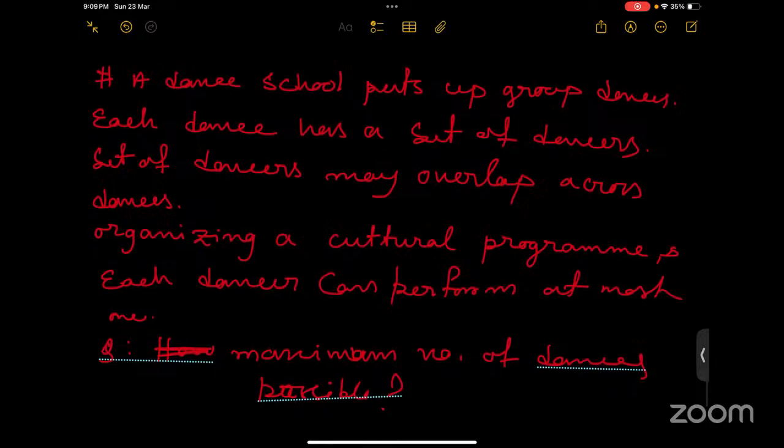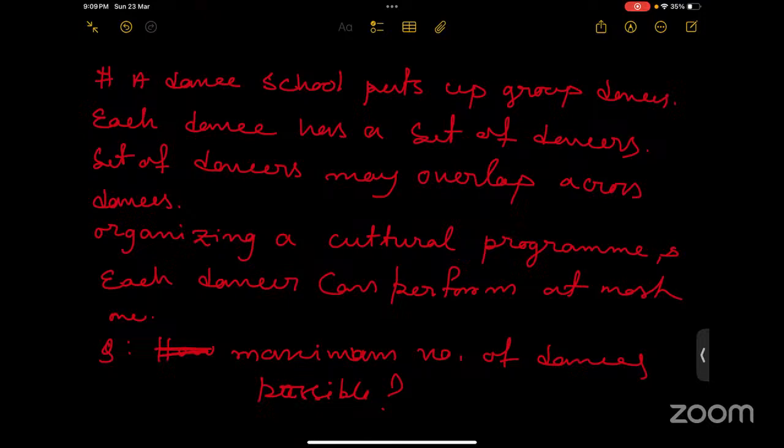So we have a dance school here who want to organize a dance program. So we have maybe 3 to 4, like some number of group dances. We have to calculate the maximum possible group dances such that they can perform, and the condition is that one dancer can be a member of only one dance group. Okay, is the problem clear? Yes, ma'am.